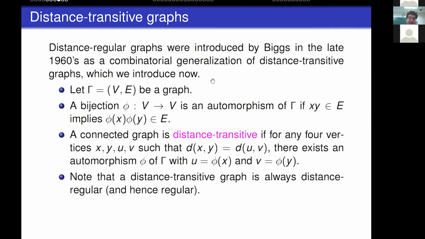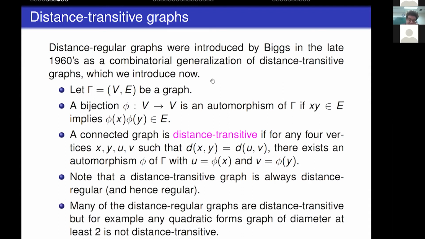So a distance transitive graph is always distance regular and hence regular. But there are distance regular graphs that are not distance transitive. I will mention some examples later. Many of the distance regular graphs are distance transitive, but for example, a quadratic form graph of diameter at least 2 is not distance transitive.